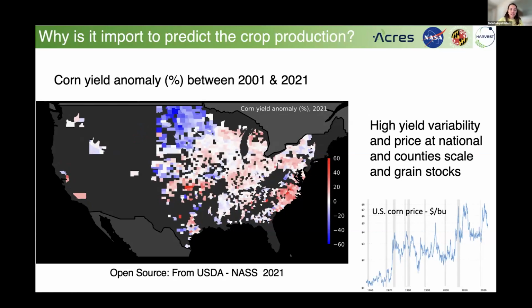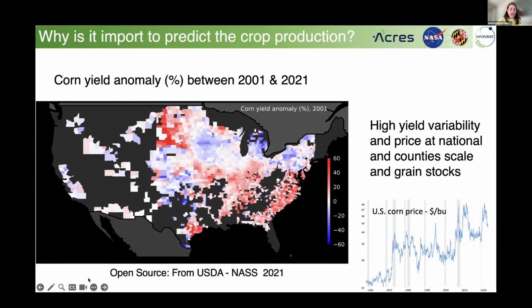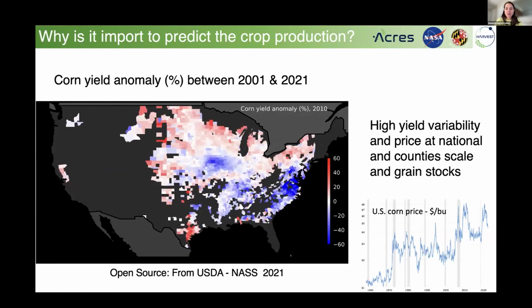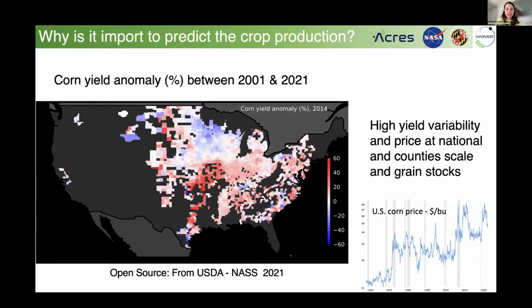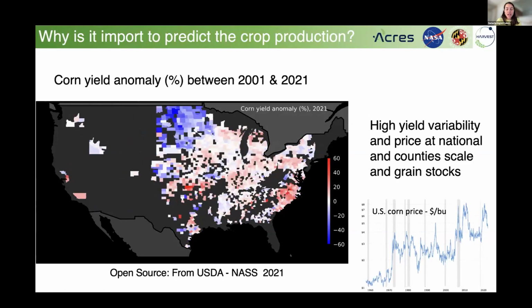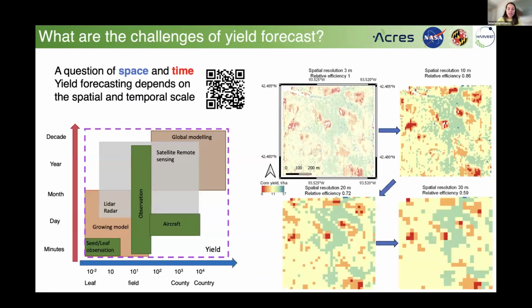As you can see from this chart, I can maybe play it again. It shows a corn yield anomaly between 2001 and 2021 over the USA at county level. So the anomaly around the trend, and you can see huge variability from one year to another and from one county to another, which makes accurate yield forecasting very challenging, especially when you move from national level to finer spatial resolution.